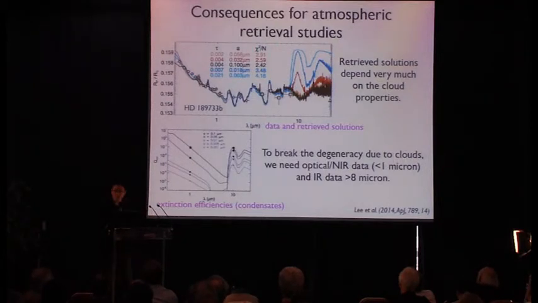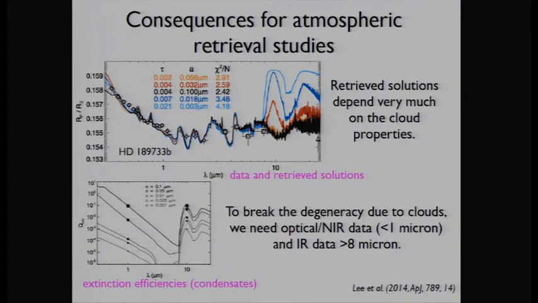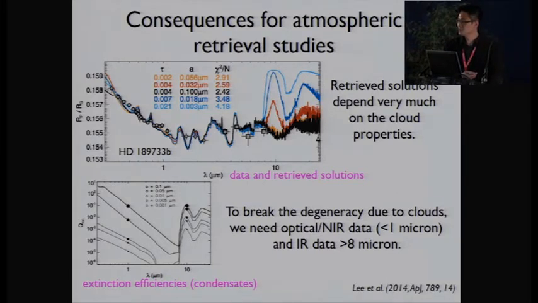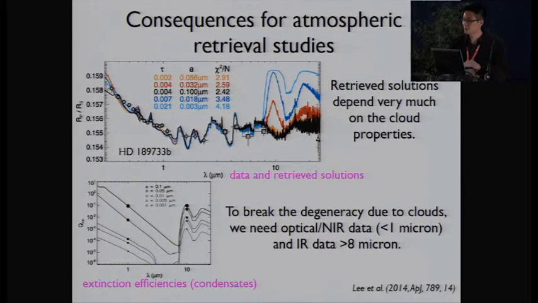So what we did was we took a very simple approach. We said, on top of the retrieval technique, let's add a cloud model with two parameters. So we pretend that the cloud has particles all have the same size. They're uniform throughout the atmosphere, and they can be described by an optical depth. So here are different solutions.